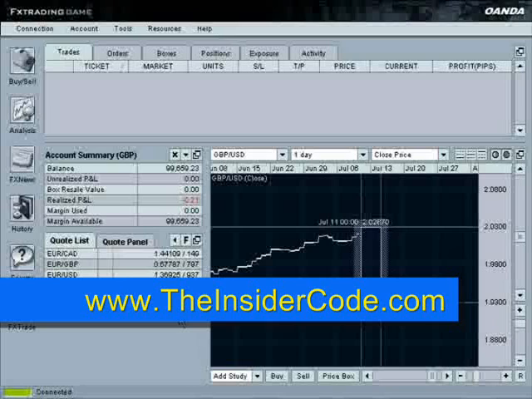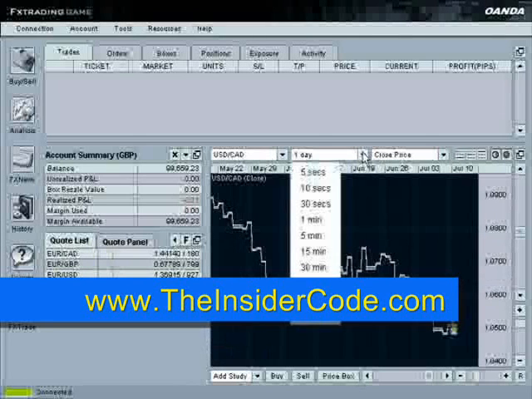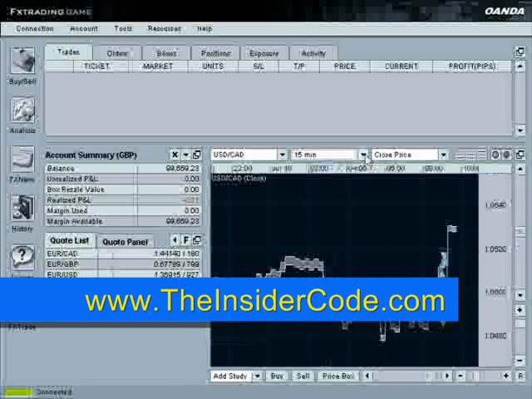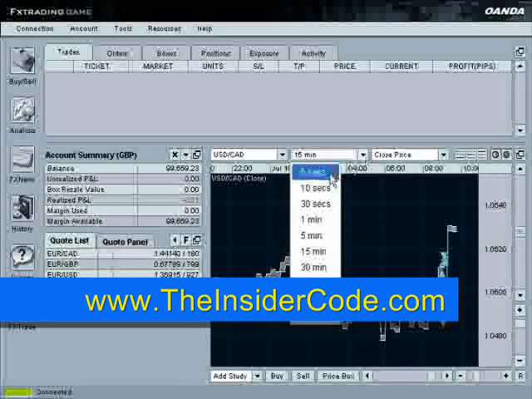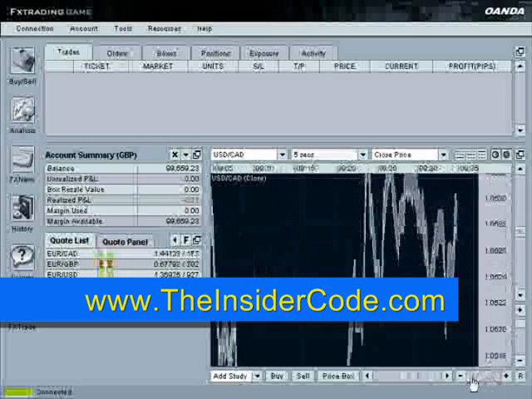And the first thing that I want to talk about is let's just look at entering an order. And I'm going to bring up the US Canadian, and we're going to look at a 15-minute chart. And one thing that's interesting about Oanda is you can go all the way down to a 5-second interval. So when you're looking at this, let me zoom out here.